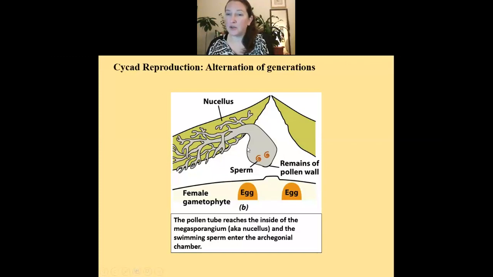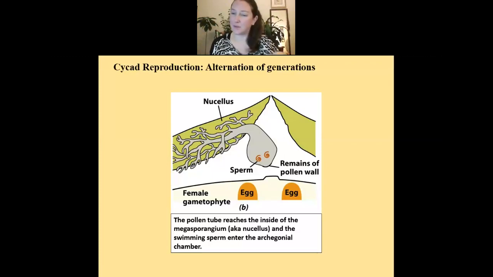There's a question here. Is it usually only two sperm? Each pollen grain produces two sperm, and each pollen grain produces one pollen tube. So yes, for each pollen grain, there will be two sperm, which we'll talk about as we learn more about the evolution of seed plants.